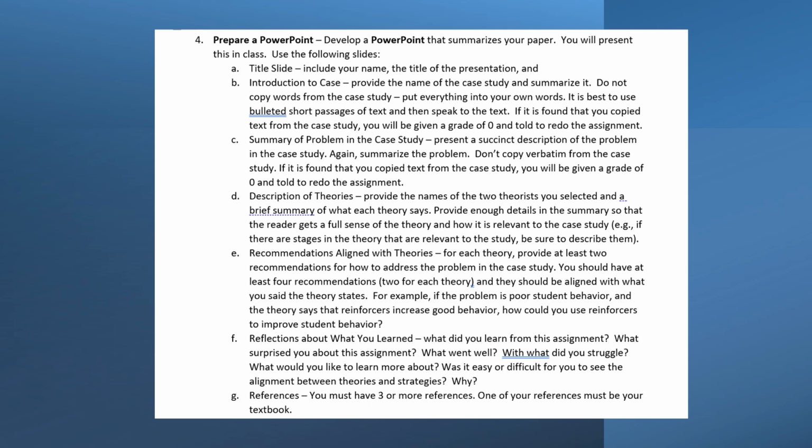So somewhere in your recommendation, you need to have the use of rewards and punishments. So don't just throw any recommendation out there. Think about what the theory or theorist would suggest as a recommendation that's aligned with his or her theory.